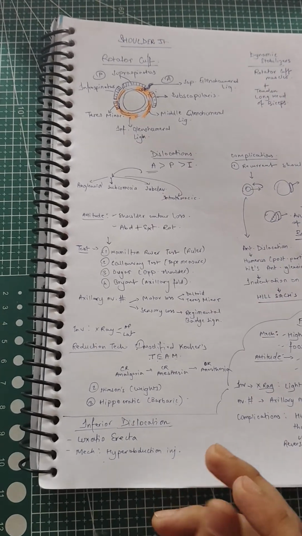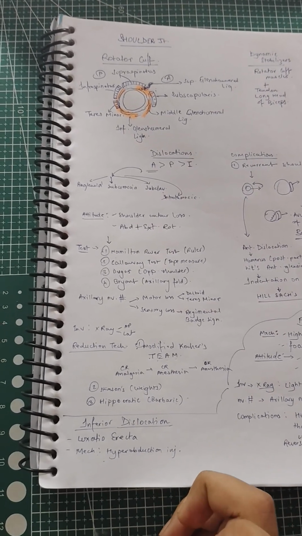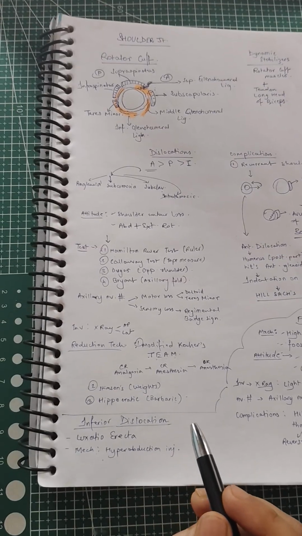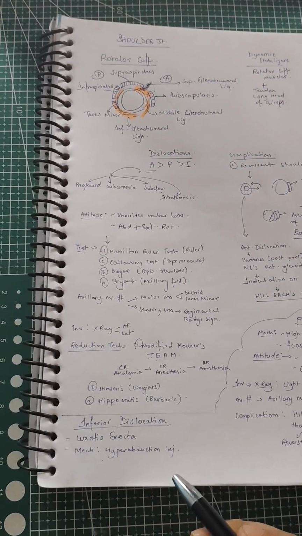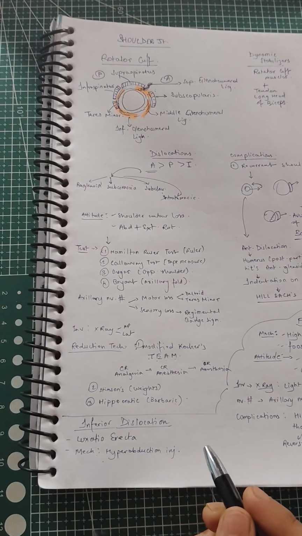And the treatment for all of this, obviously, is that if you can reduce, then it's good, but if there is a need for surgical treatment, then you simply do Bankart's or Hill-Sachs repair arthroscopically. Yeah, that's it.